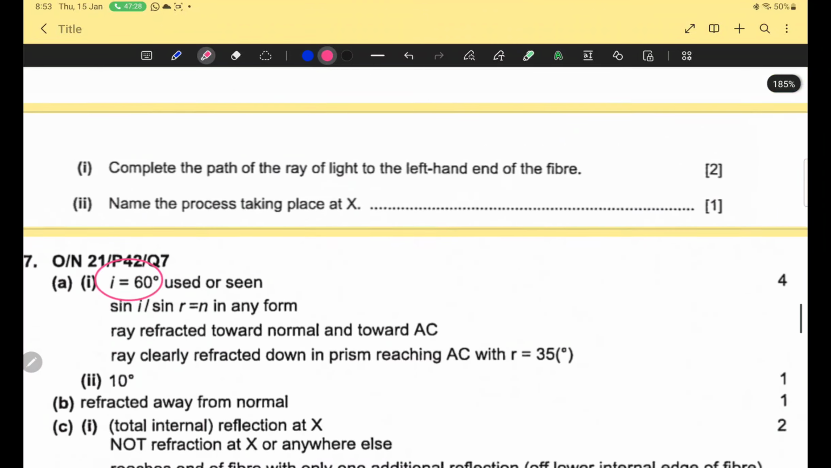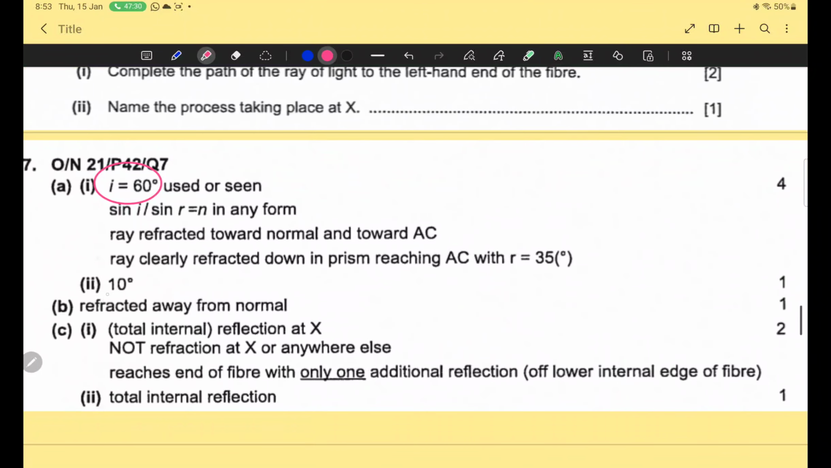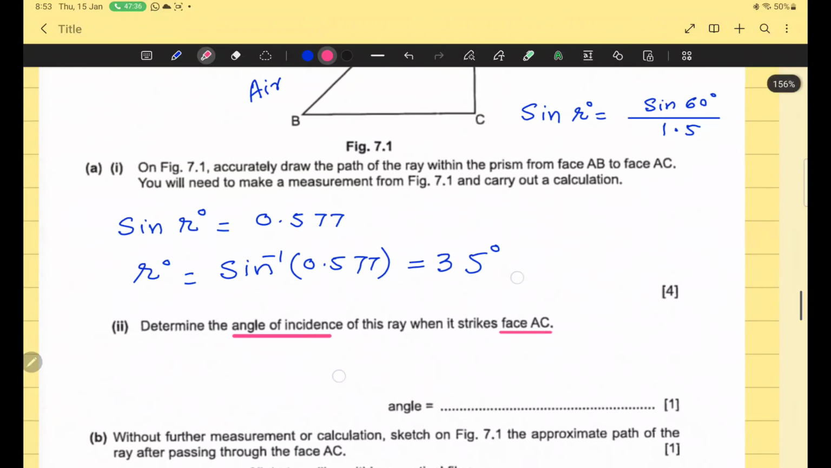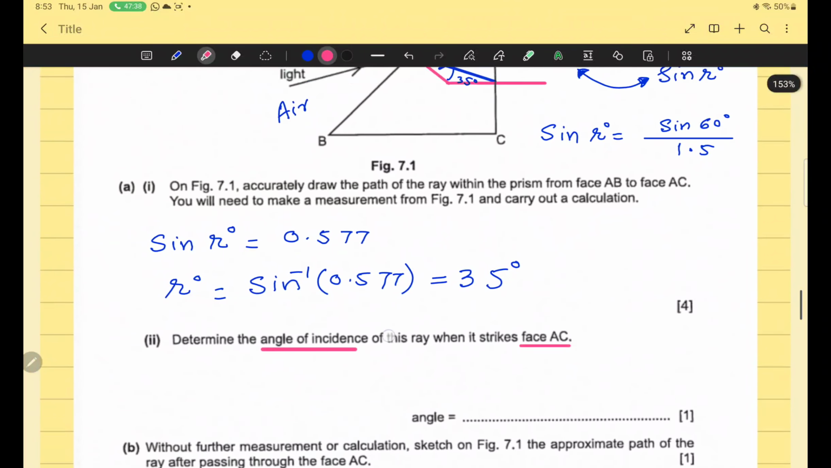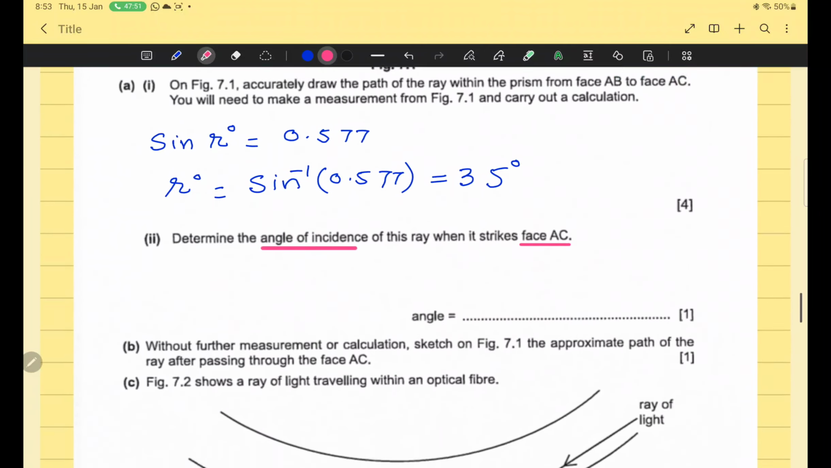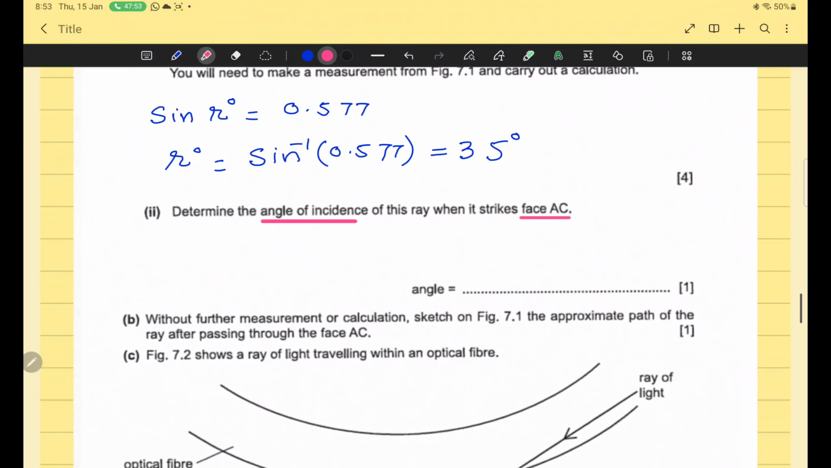And in the marking scheme, the answer is 10 degree. So this is 10 degree by measurement. Without formula, by measurement, you can measure angle I on the face AC. So this question is completed.